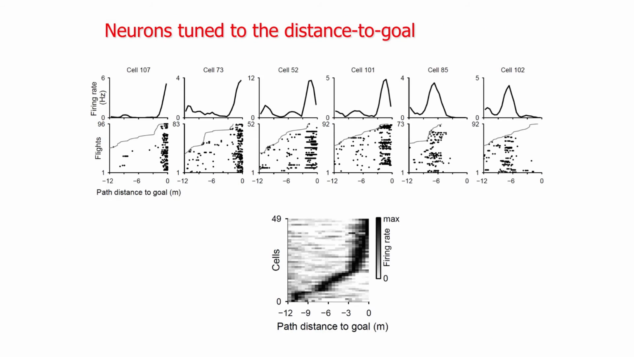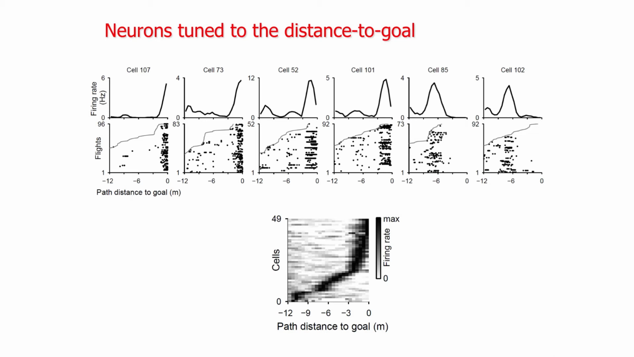They're also tuned to distance. So you see here examples of 6 neurons on the left. This is a raster of the various flights. You see these 2 neurons on the left are active when the animal is landing, distance 0, but these 2 neurons on the right are firing 7 meters before it landed. So at long path distances before landing.